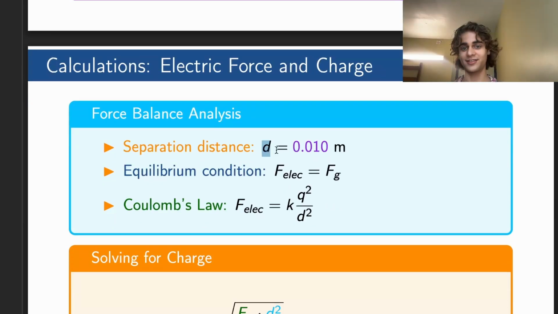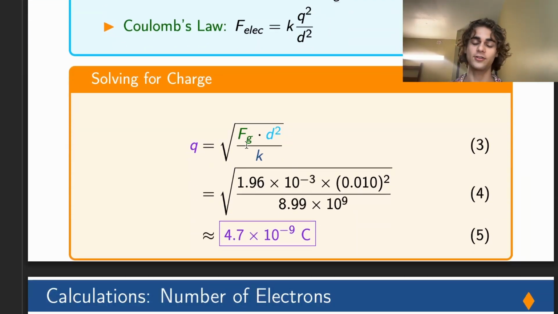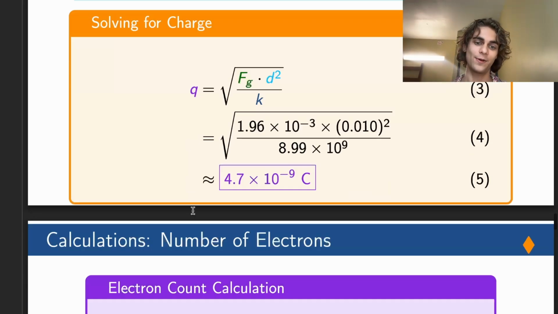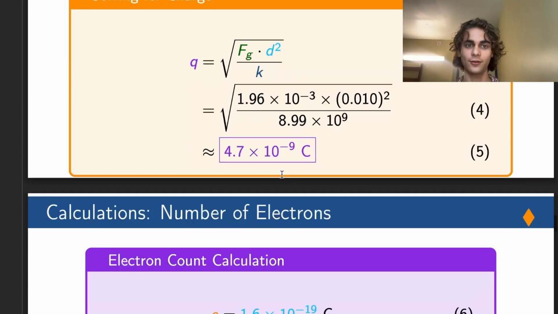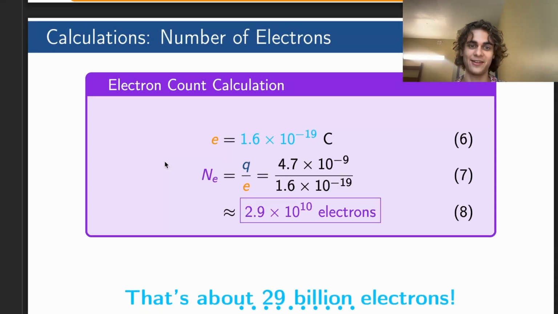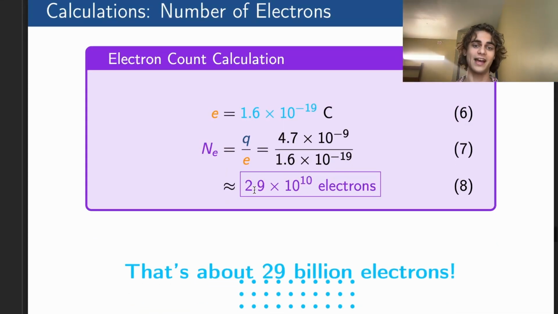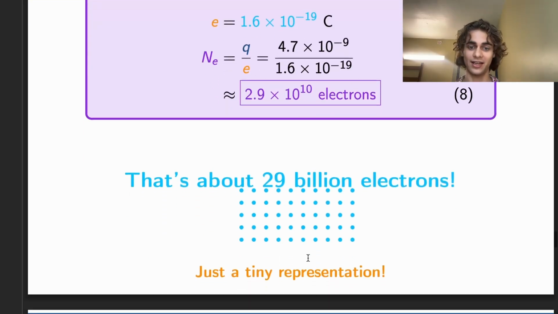Then there is this balance analysis. We know that the separation distance was measured to be about a centimeter. Using this condition we described earlier in Coulomb's law, we can solve for the total amount of charge that's required to hold the tape at that height, which is about 5 times 10 to the negative 9th coulombs. So from that we know that the amount of electrons that are needed to contribute to that is about 29 billion. It's a lot of electrons.